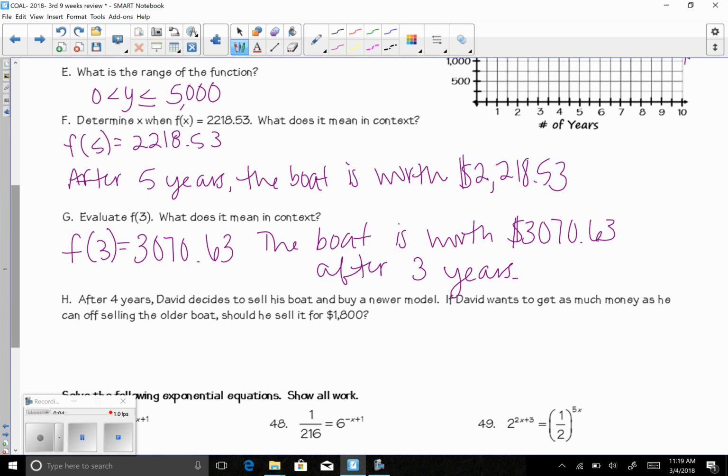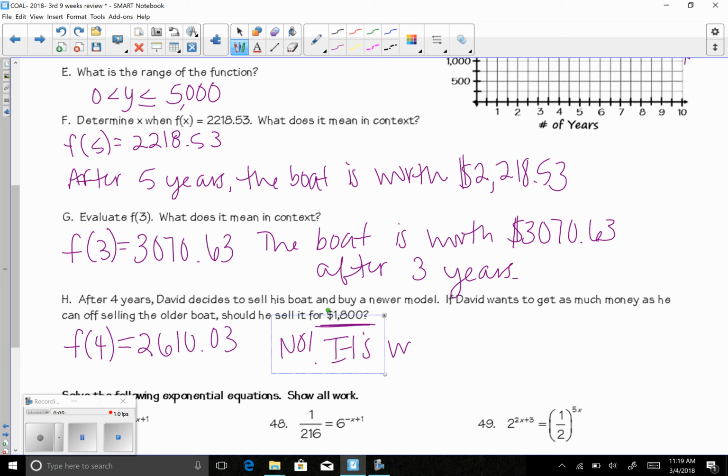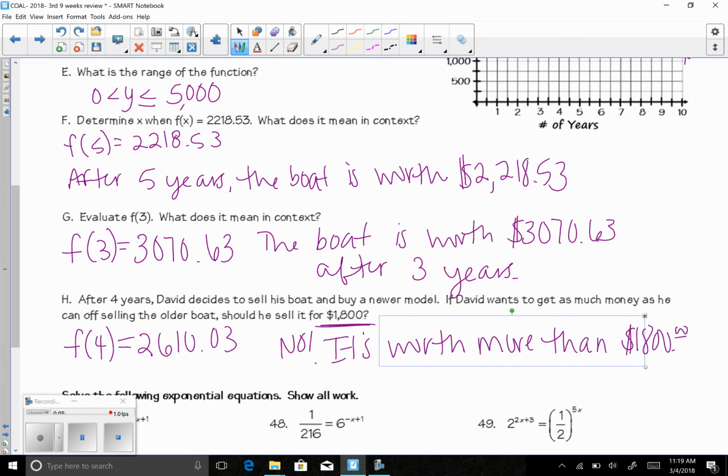So after 4 years, David decides to sell his boat and buy a newer model. He wants to get as much money as he can off of selling the older boat. Should he sell the boat for $1,800? Okay, so f of 4 says that the boat is worth $2,610. So should he sell it for $1,800? No, it's worth more than that. So he should sell it for more.